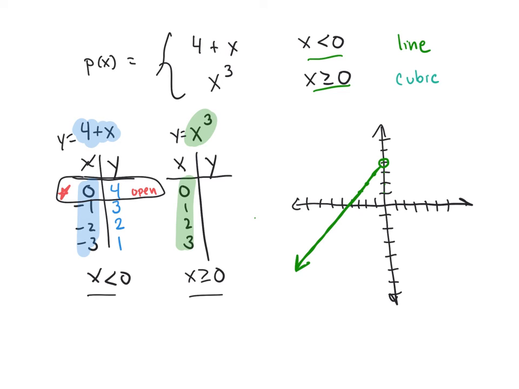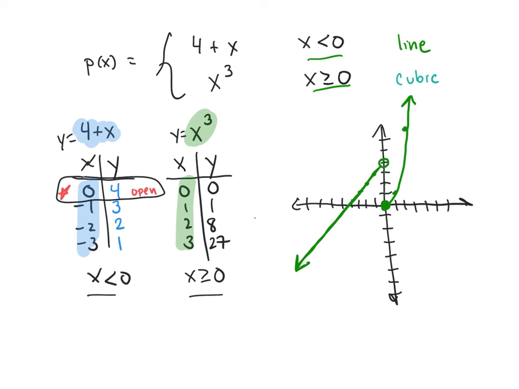So 0 to the third, 0 times 0 times 0 is 0. 1 to the third is 1. 2 to the third, 2 times 2 times 2 is 8. And 3 to the third is 27. So if I plot those points on my graph, I get 0, 0, and this will be closed in this case because it is equal, so you count it. 1, 1, 2, 8, and it's going to just take off like that, so it's going to look something like this.